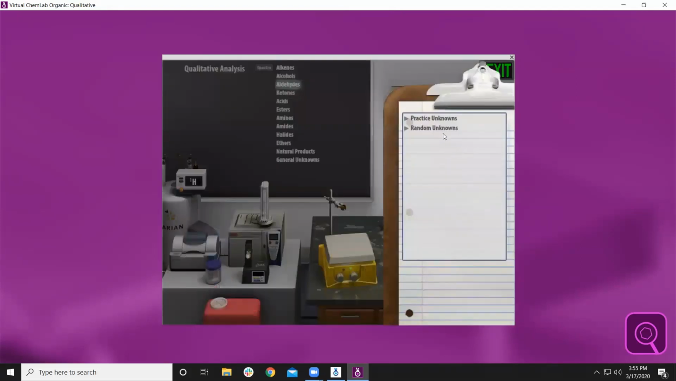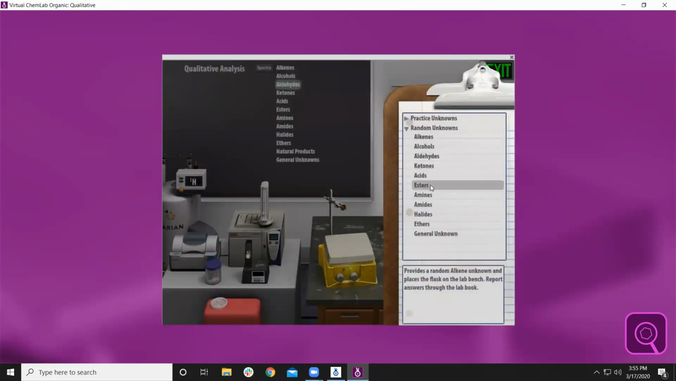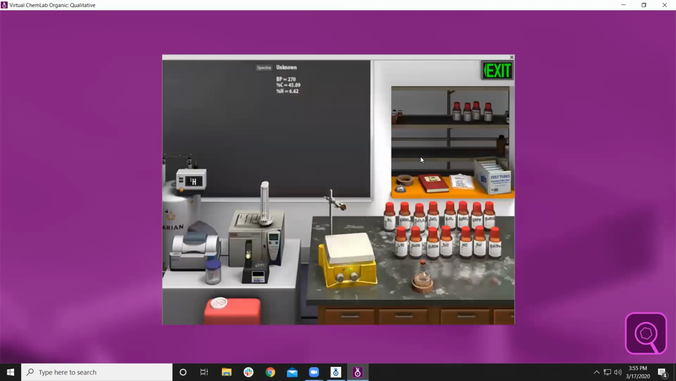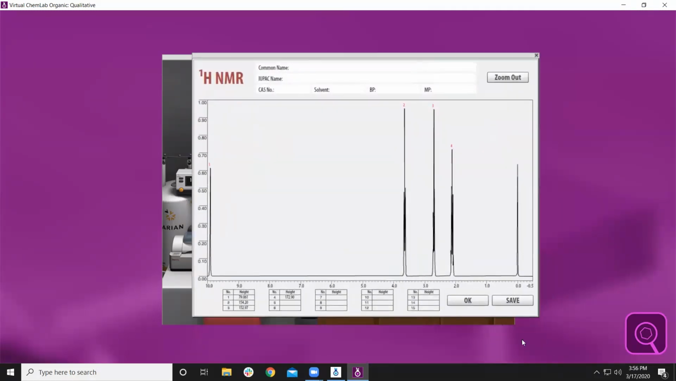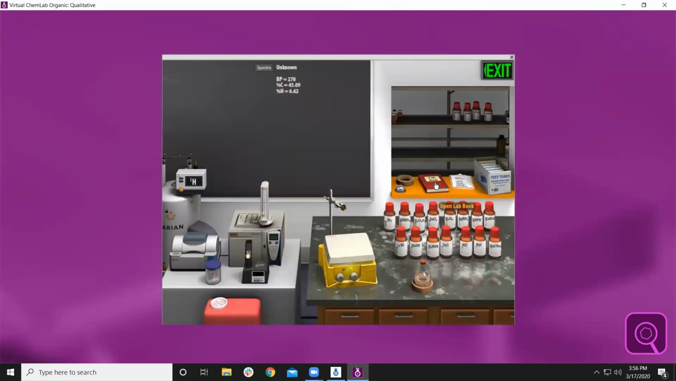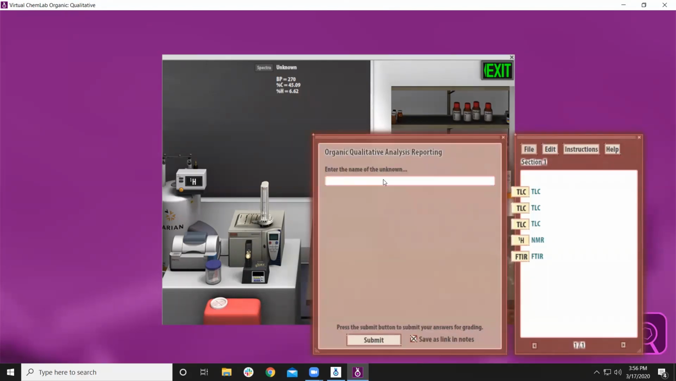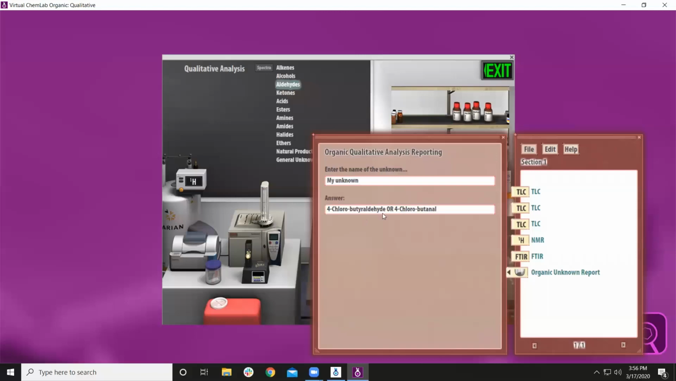Another way is to go to the clipboard again, and you have these random unknowns, same idea, but I can go pick any of these unknowns, like general unknown, and somehow I missed that. Let's just do aldehyde. And so it's going to give me an unknown, but there's no number. And so I can do my spectra, do the same thing. And then when they're all done, they'll go to the lab book. Here's the report button. They'll write in their unknown, and then they'll click submit. And in this case, we show the answer to them.